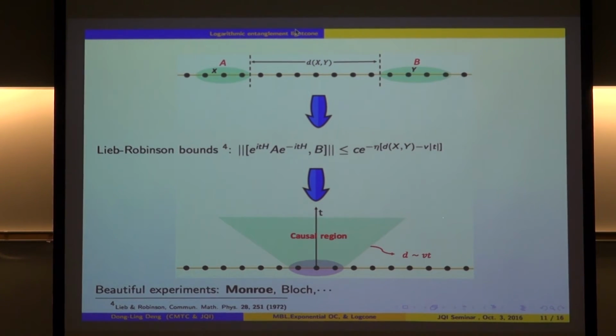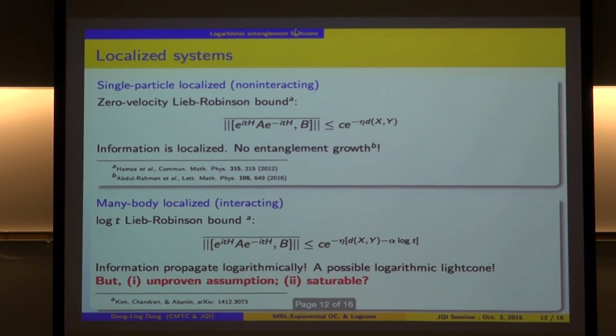Very interestingly, this linear lightcone has already been observed in many experiments, especially in the beautiful experiment carried out by Chris Monroe's group. They showed that if you tune the exponent of the power-law interaction in the trapped ion system large enough, then you will also get a linear lightcone in the ion traps. However, this linear lightcone is more about delocalized, extended systems. What's going to happen in a localized system?